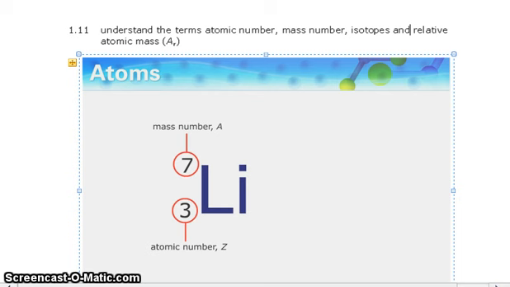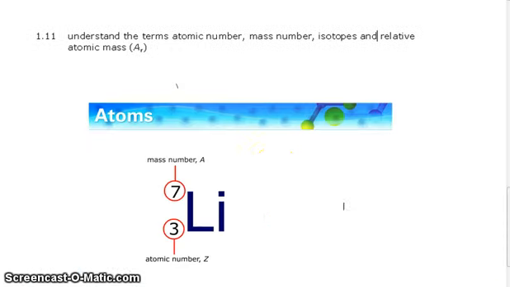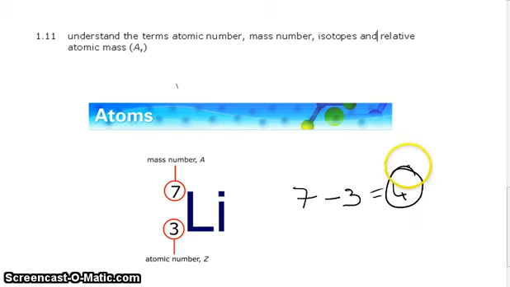So what the top number tells you is the sum of the protons and the neutrons in the nucleus. Okay, remember now electrons have a negligible mass. So if we add up the mass of the protons and the mass of the neutrons, it gives us a total of 7. So 7 minus the atomic number, which is 3, will equal 4. So this 4 is now the number of neutrons.